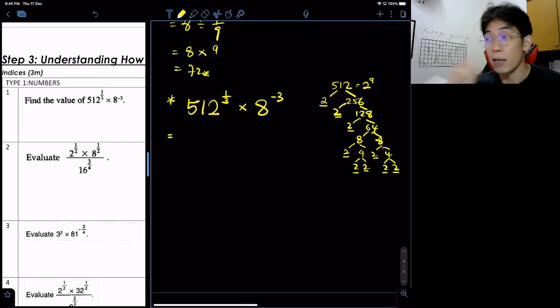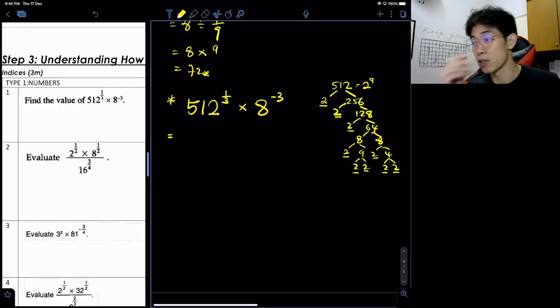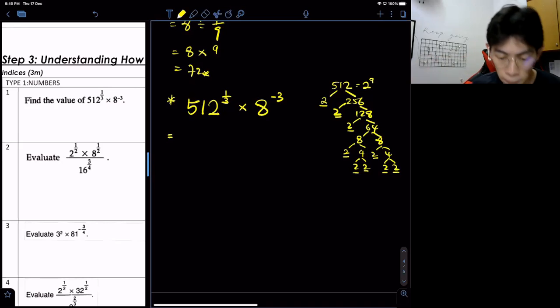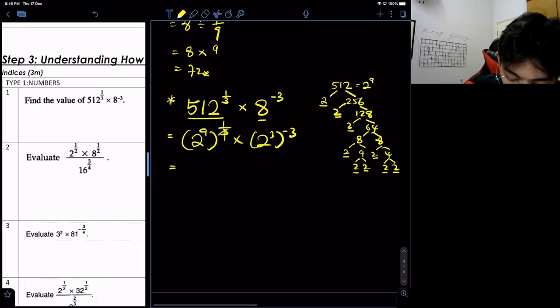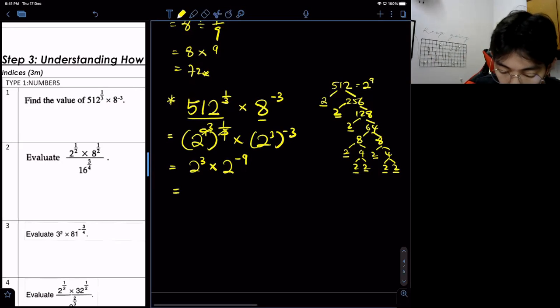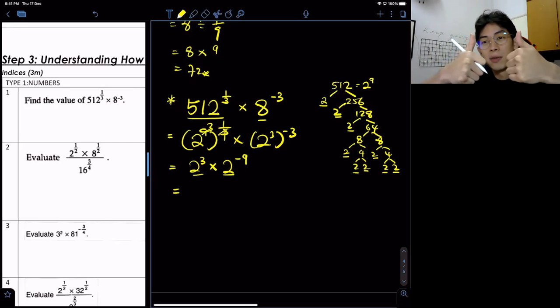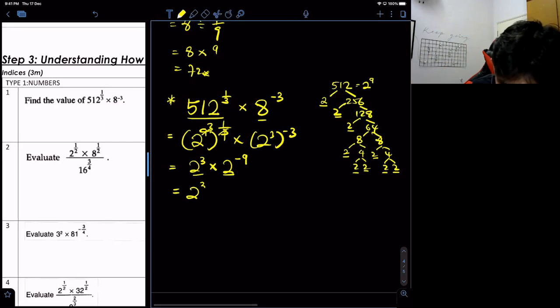By the way, the answer is a fraction, because a few students gave me whole number answers. So 512, I'll make it 2 power 9. 2 power 9, bracket, 1 over 3. Then 8 is going to be 2 power 3 with negative 3. So 2 power 3 times with this one, you times together, you get 2 power negative 9. Same base, nice. 2, 3 plus minus 9.